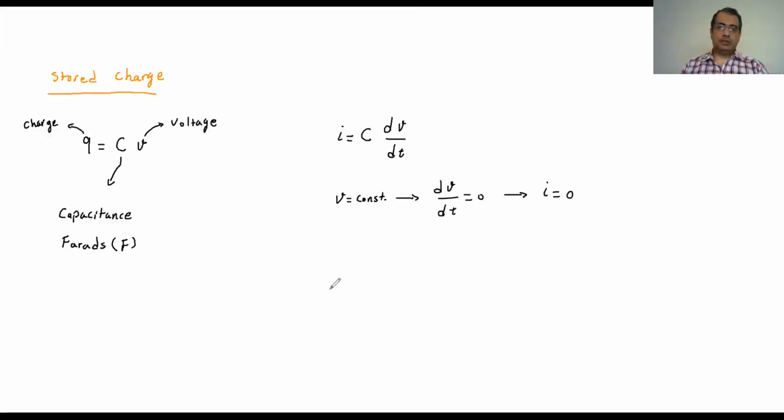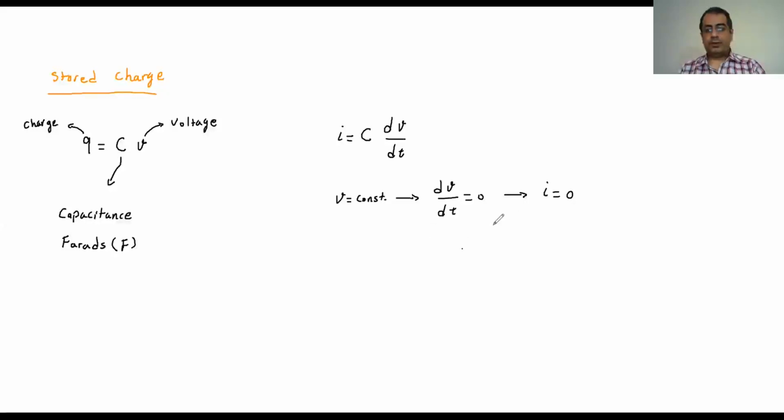That's what I discussed before. If we connect the capacitor to a constant voltage, it does not let any current go through. It takes a very short time, probably not seconds, a fraction of a second, to be fully charged. And after it's charged, it doesn't let any current go through any further.